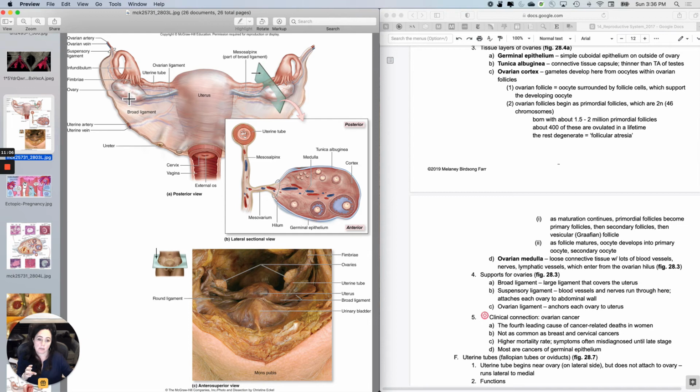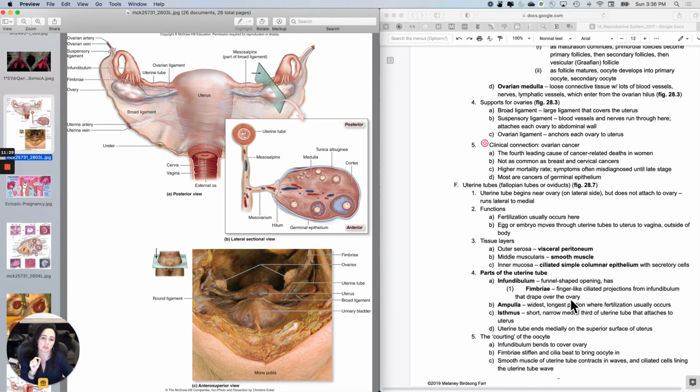And then the last one is the ovarian ligament, which is this guy right here, which isn't a tube. People want it to be a tube, but it's not a tube. It attaches the ovary to the uterus. Okay, let's see if it's on this picture. No, I don't see it there. Okay, so that's those three. All right, and then we already did the ovarian medulla.